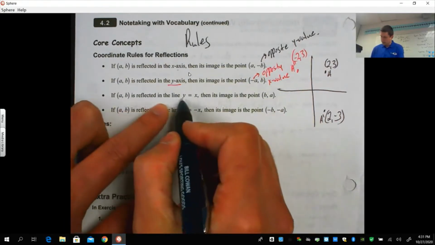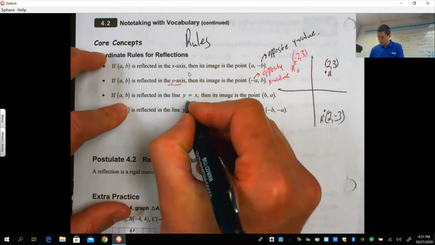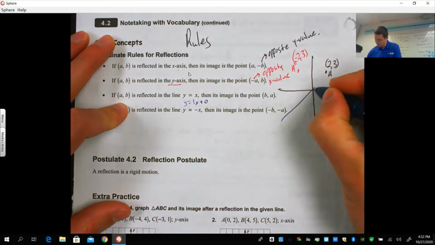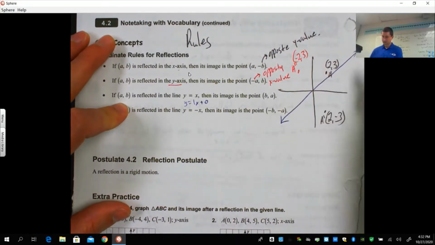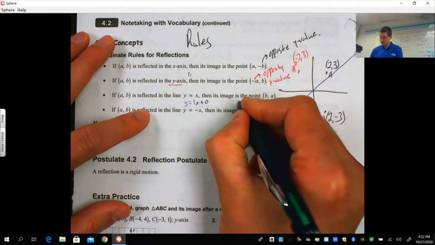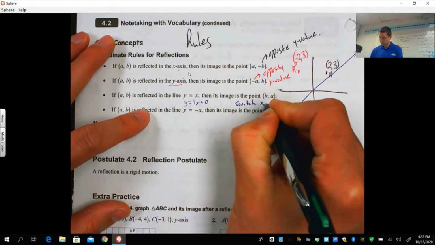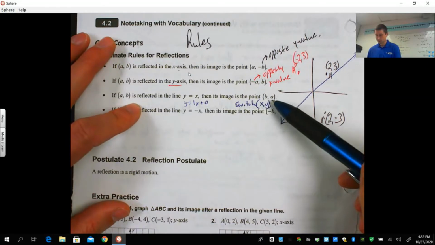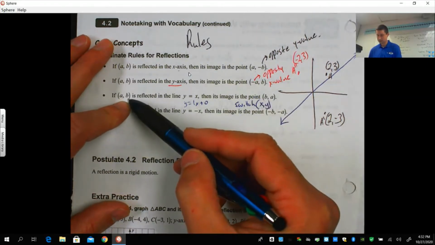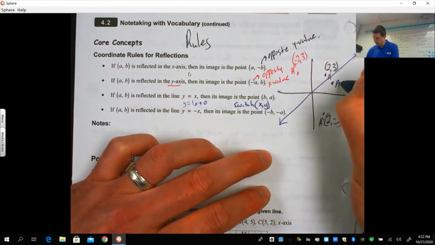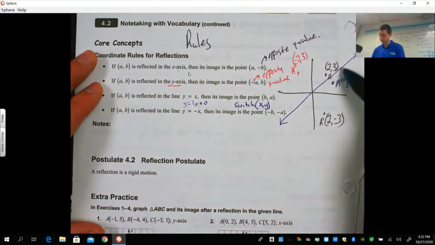AB is reflected in the line y equals x. This is y equals 1x plus 0. That would be this line right here. Okay, so that line. Then its image point is BA. So what you're doing when you're reflecting over the line y equals x, you're switching your A and your B. So A goes to the B, B goes to the A. So that would make my new point over here, call this A triple prime, and that would be 3, 2. Switch your x and y. So 2 goes to the 3, 3 goes to the 2.